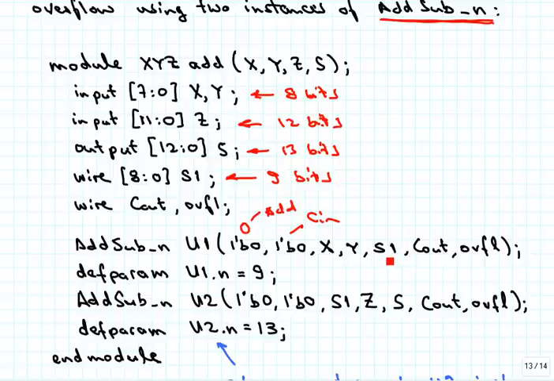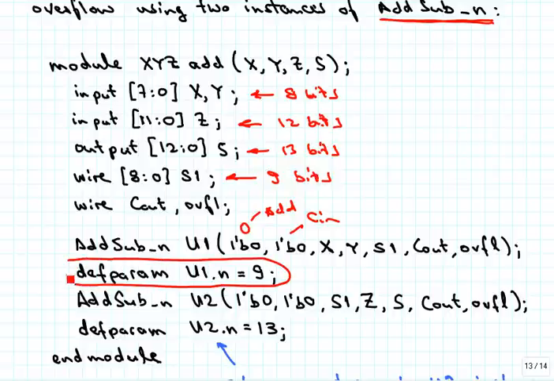So here we would now like to specify that we are using a 9-bit adder rather than a 32-bit adder. And we can do this by this statement here. We can redefine that parameter. So by saying defparam u1, that's the instance name here, dot n. So that's the n, that variable n that's being used in the add sub n module, and we set that equal to 9.